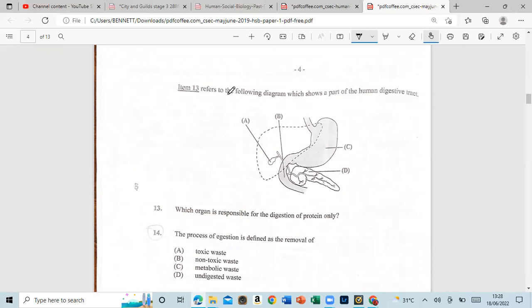All right, item 13 refers to the following diagram, which shows part of the human digestive tract.